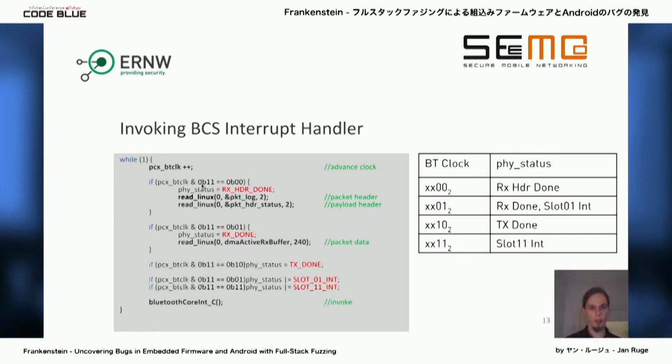The rest of the code is essentially checking the lower 2 bits of the Bluetooth clock, and if those are 0, we are calling receive header done. This is the step where we have received the packet and payload headers, and we just perform something like a Linux read system call to set the value of those headers. If we have 0-1, we're performing a read operation on the received buffer. And here we set the various other states. In the end, we are calling the Bluetooth core interrupt, and this just executes in an endless loop.